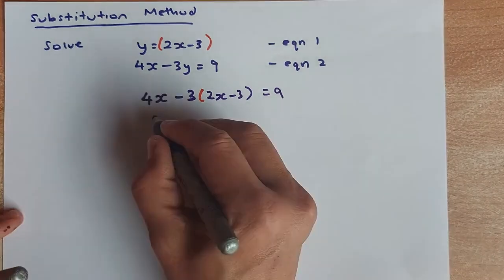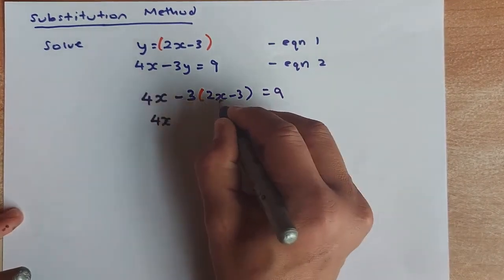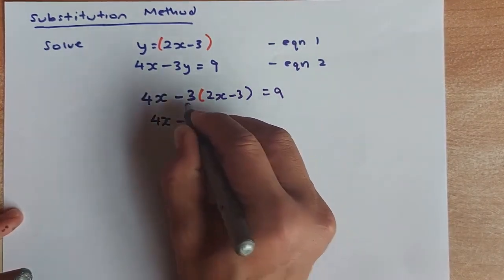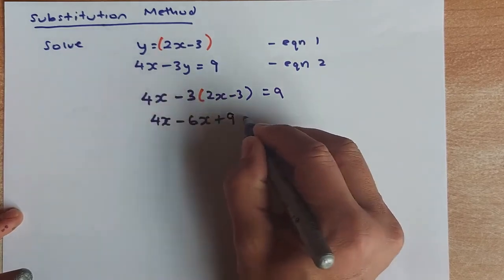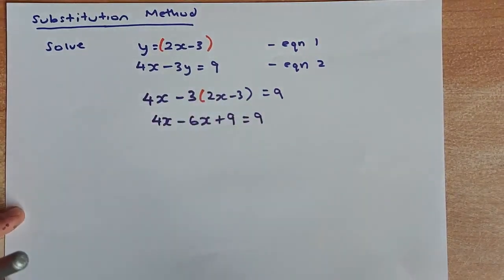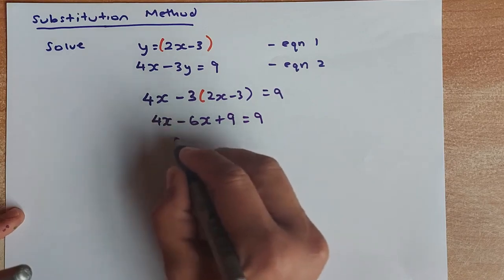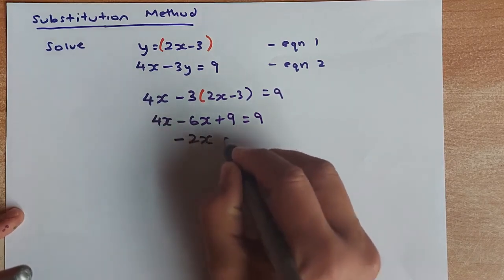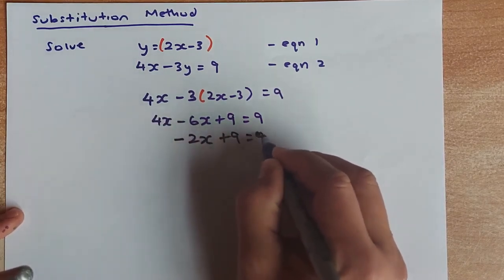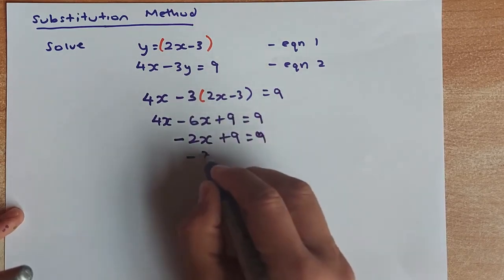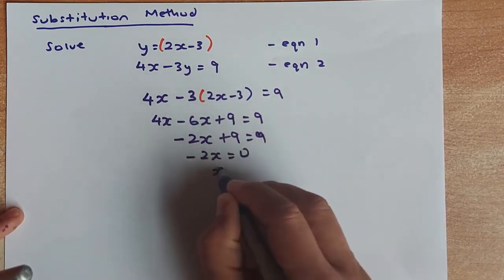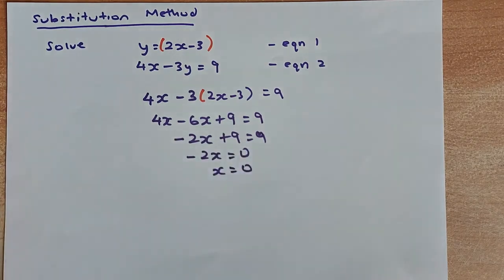Now you expand the equation. 4x minus 3 times 2x is minus 6x. Minus 3 times minus 3 is going to be plus 9 equals 9. Now you solve it. 4x minus 6x is minus 2x plus 9 equal to 9. And then you minus 9 on both sides. Minus 2x equal to 0. X equal to 0.